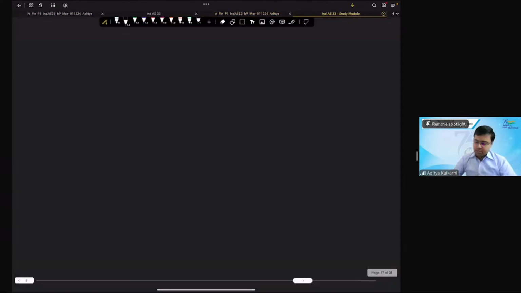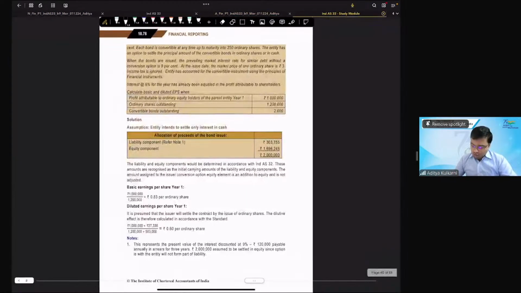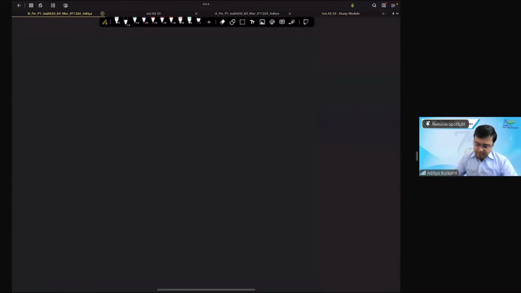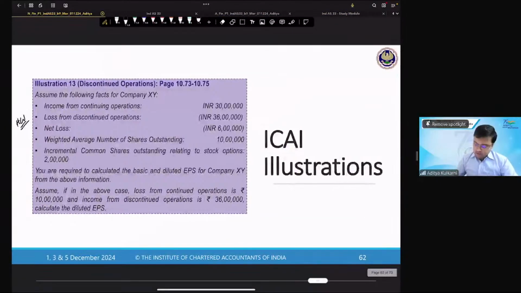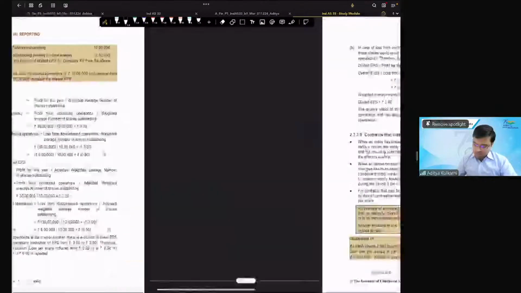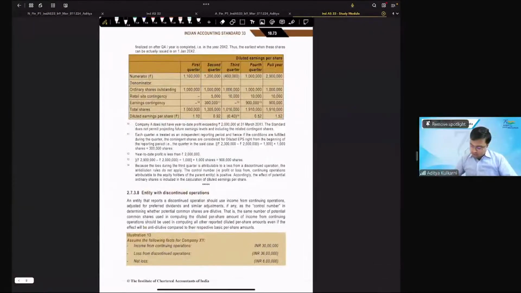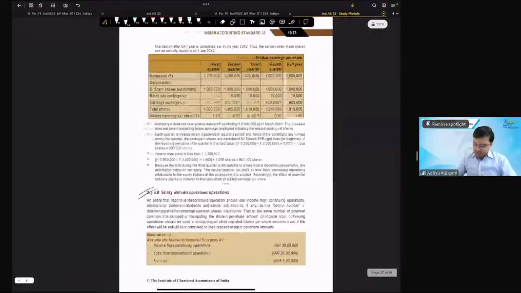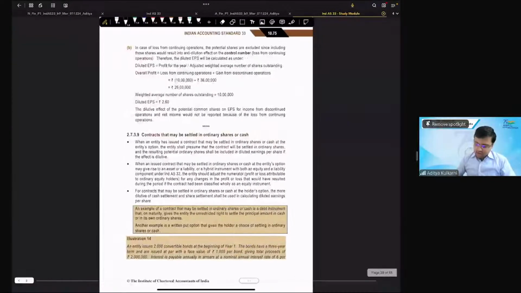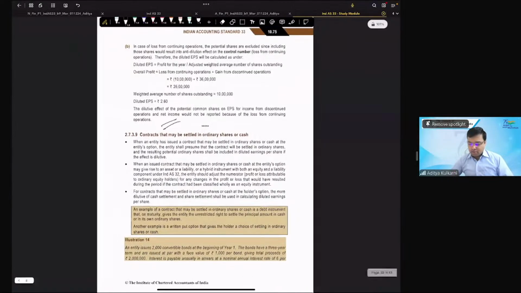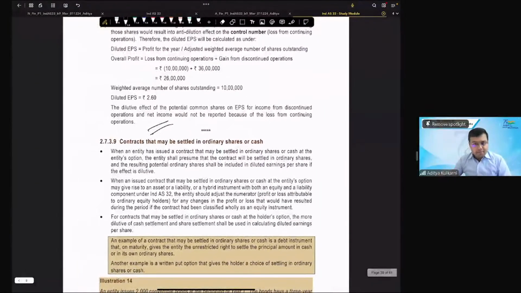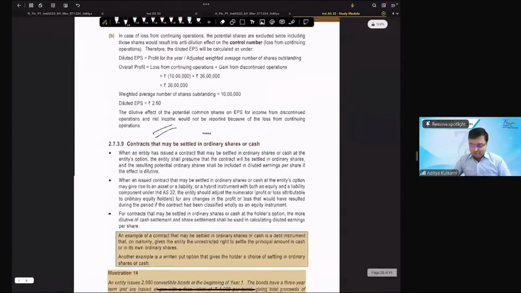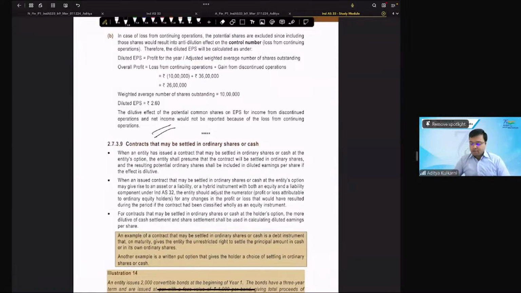Okay. All right. So what I want you to do is, which question was that? 10.73 to 75. Okay. I want you to read this part: entity with discontinued operations, and look at this control number concept. It's very simple. I will be taking it up in the next class. But my point is, agar aap karoge, then it will happen faster for me.